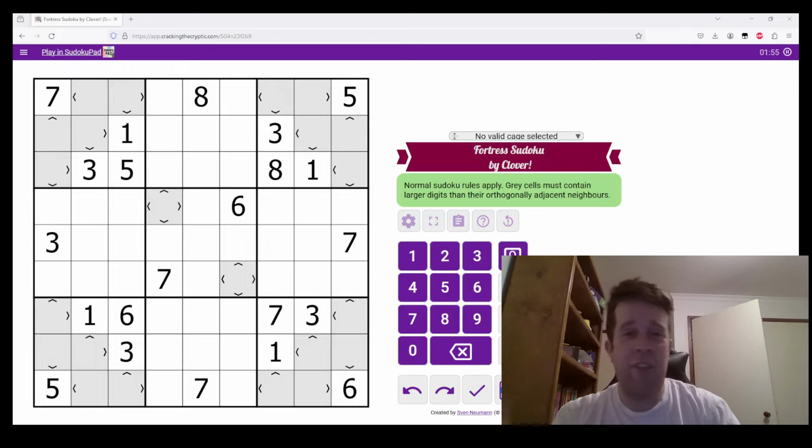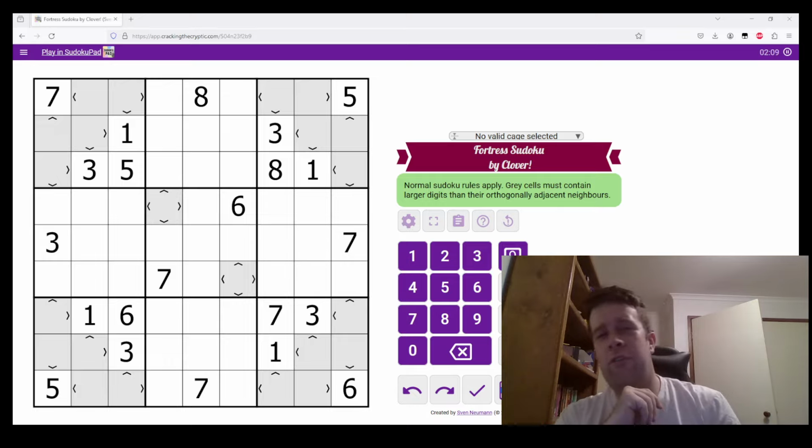Now, this is today's puzzle. It is our Fortress Sudoku by Clover. Title and rules may be different. I am operating off a draft testing version, but the puzzle remains the same. So, Fortress Sudoku by Clover.